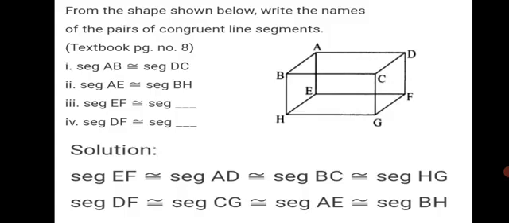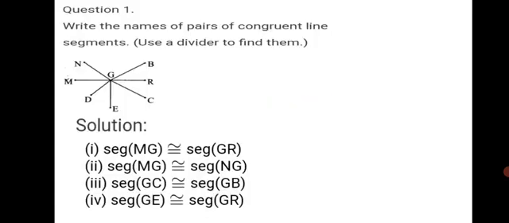So now let us begin with our practice set 6. Question number 1. Write the names of pairs of congruent line segments. Use a divider to find them. Okay, so we don't have to use a scale. With a divider which has got pointer on both ends, we will use a divider from your compass box to measure, and then accordingly we will write the solution.